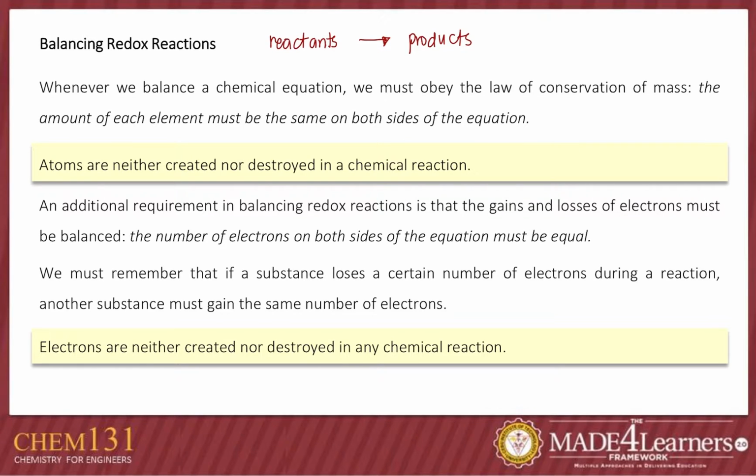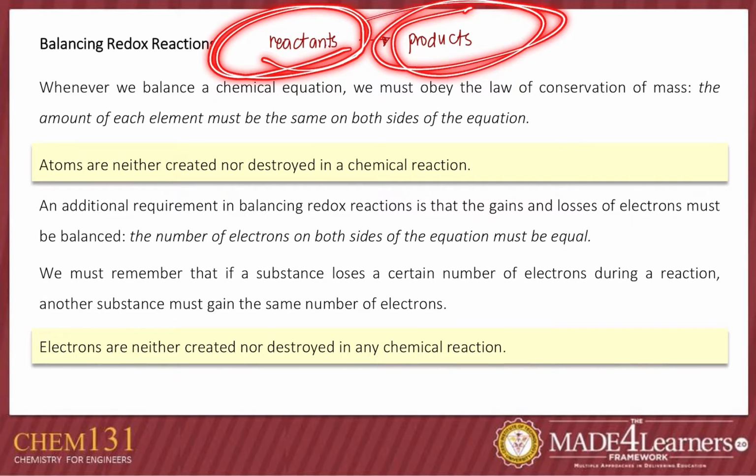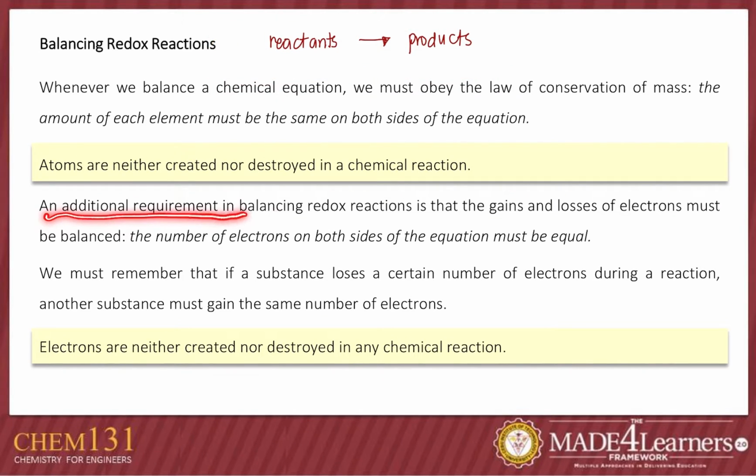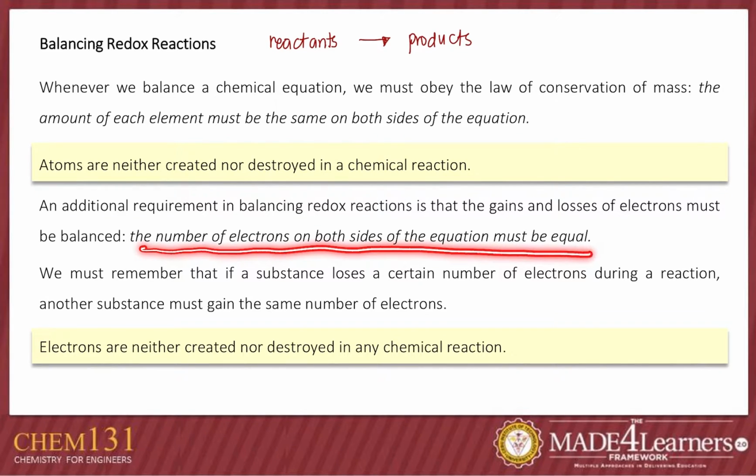So we must be looking at the charge on the reactant or the charge on the product. An additional requirement in balancing redox reactions is that the gains and losses of electrons must be balanced. So, how do we check? The number of electrons on both sides of the equation must be equal. In other words, the total charge on the reactant side must also be the total charge on the product side.